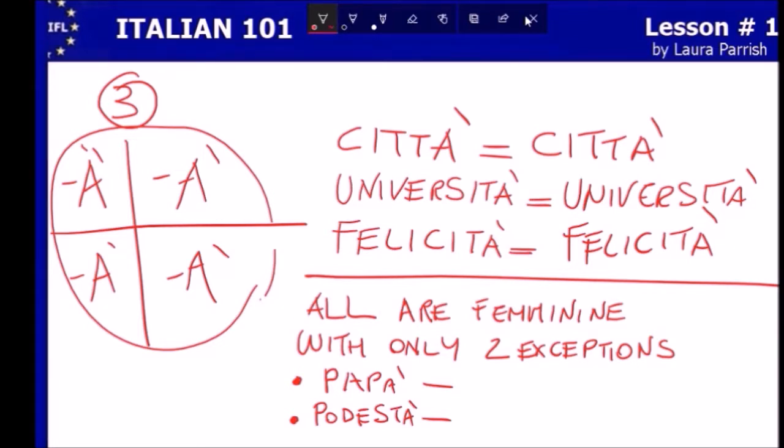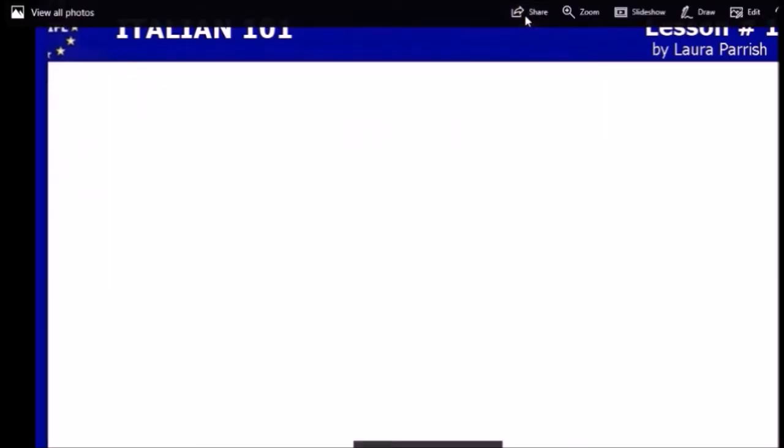So what is the plural of papà? The plural of papà is papà. It doesn't change like the others. The plural of podestà is podestà. So it will be one podestà, 100 podestà. It's exactly the same because in this pattern nothing changes. Let's go to the last pattern.